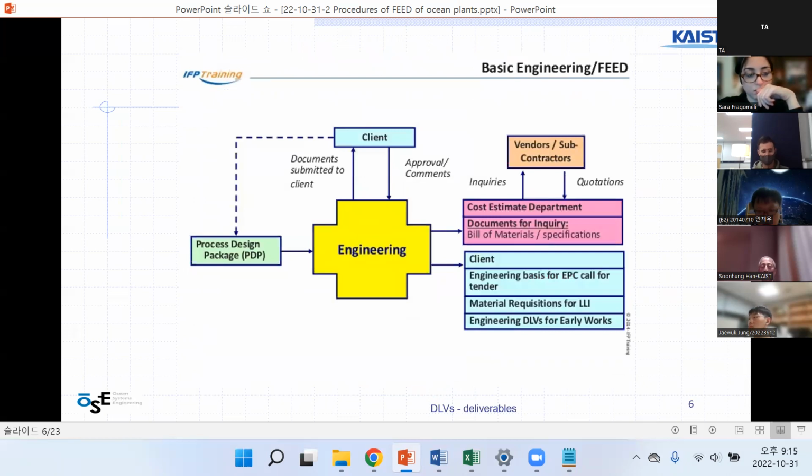All right, so here on the right-hand side, the output is more elaborated: cost estimation, documents for inquiry, client engineering basis, material requisition, and deliverables. Okay.